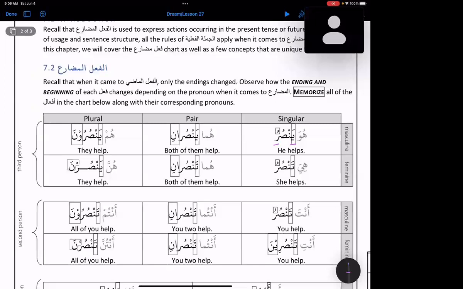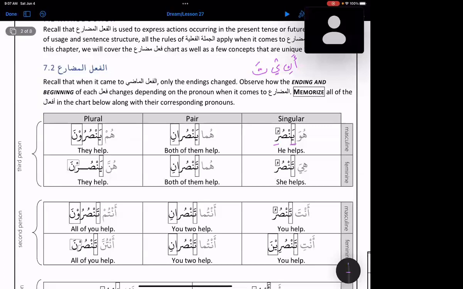And then it will have certain harf in the beginning. And what could these harf be? It could be alif. It could be noon. It could be ya. And it could be ta. And we can remember one word, Anita. Okay, so we can make this a word, Anita. So if you see Anita in the beginning, we should know that, okay, this is going to be fail mudari'. And how do we translate fail mudari'? In present or in future.